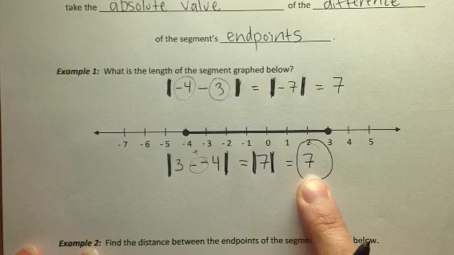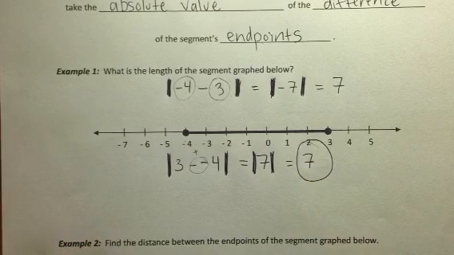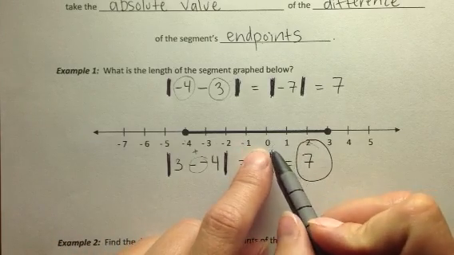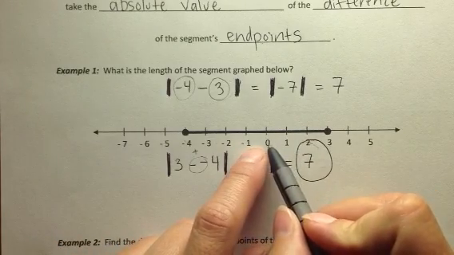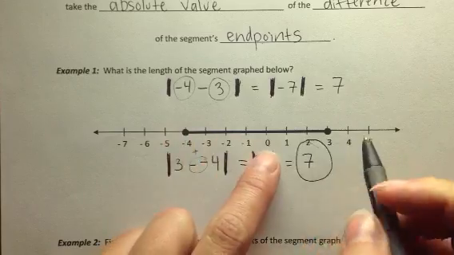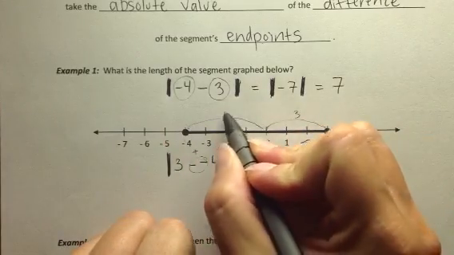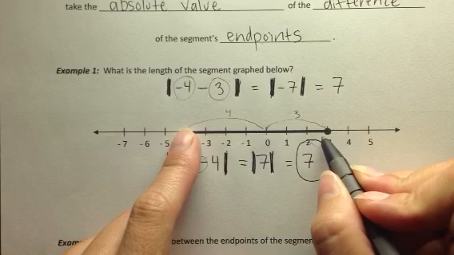Okay, so that's my length. Alright, let's try one more. One more thing I want to show you too is, remember that absolute value is distance from 0. If 0 is between your endpoints, this is 3 and this is 4. That's a total of 7.